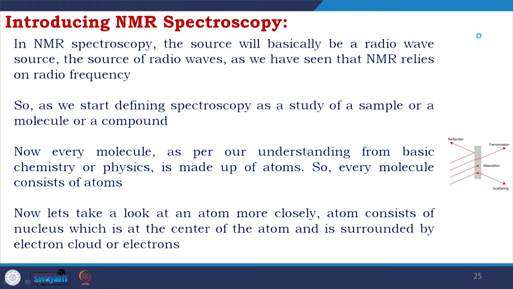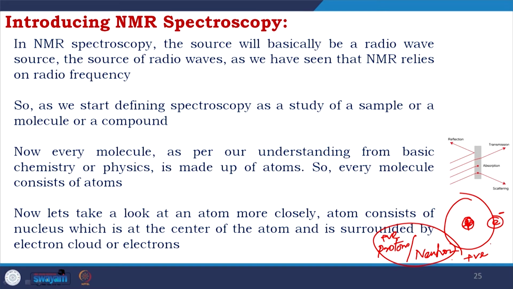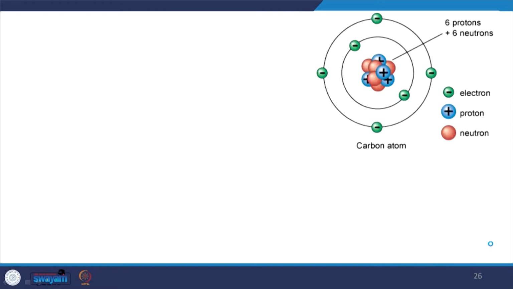Now, let us take a look at an atom more closely. An atom consists of a nucleus, which is at the center of the atom and is surrounded by an electron cloud. So, if we go for a basic picture, this is the nucleus and these are the electrons. The electrons have negative charge and the nucleus is positive, because it has protons and neutrons. Protons are positive, neutrons are neutral. So, overall the nucleus is positive. So, that is the basic setup. We could easily see that.